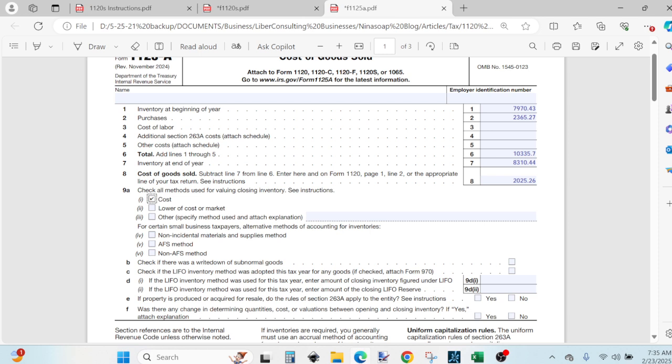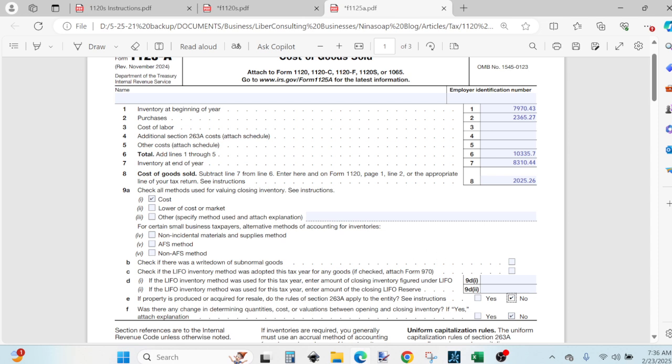Is there any changes in determining that? No. If property is produced and acquired for resale, the rule does apply. So you just put no there. But again, they have instructions at the bottom of Form 1125, cost of goods sold, for you to read and understand, and you just check things.